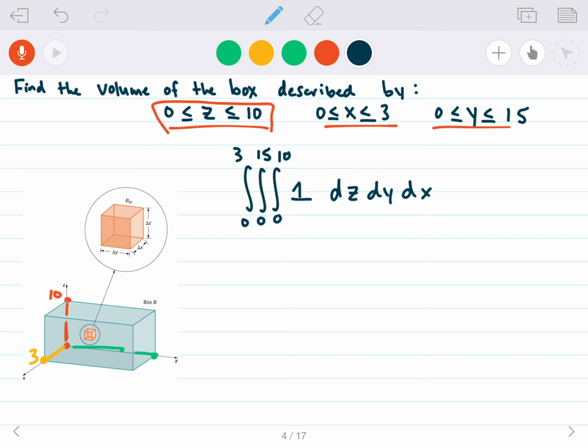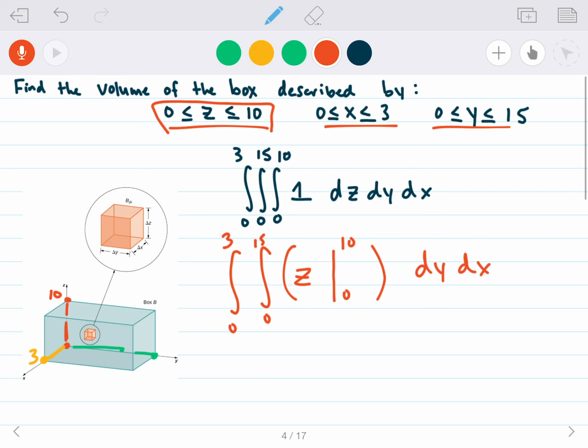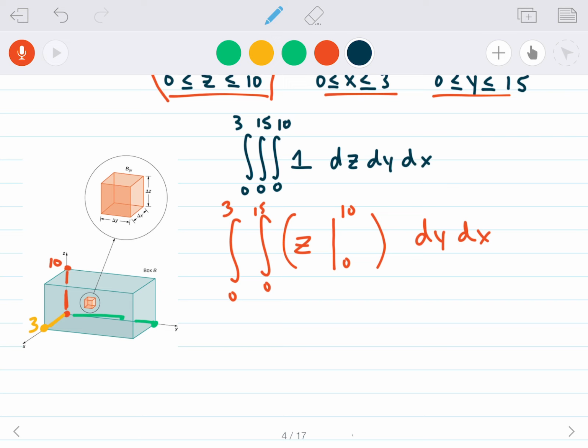So let me go ahead and integrate this thing with respect to z first. Now, this is pretty easy. It's just 1. So with respect to z, this is going to just be z. Right? And we're going from 0 to 10. And we still have all of this other stuff on the outside, dy, dx, 0 to 15, and 0 to 3. So I'm just integrating with respect to z right now. Okay, so this is just going to be 10 minus 0, which is 10. So if I rewrite this, I get 0 to 3, 0 to 15, and then I have 10 dy dx.